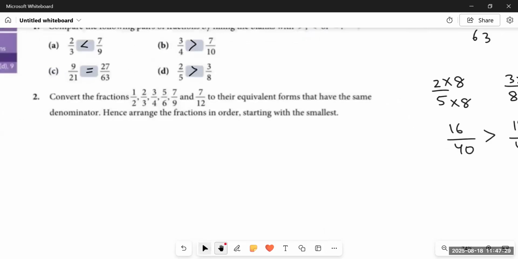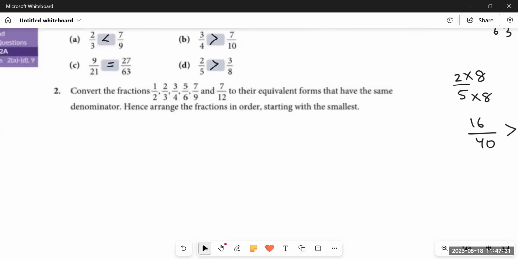And the answer would be 2 by 5 is greater than 3 by 8. Okay, so it means we cannot compare two fractions, that is, we cannot tell which one would be greater and which one would be smaller until and unless we have found it clearly by making the denominators the same.